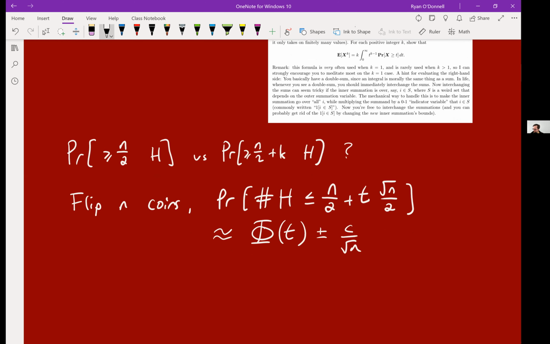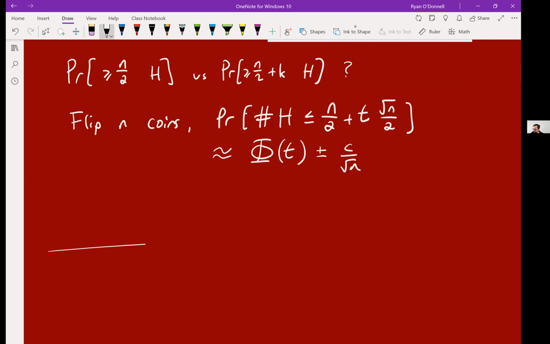Let's actually draw a little picture to remind ourselves. This is the Gaussian PDF. Such a great bell curve. It's phi of t. If this, for example, is t, then this blue stuff is phi of t.